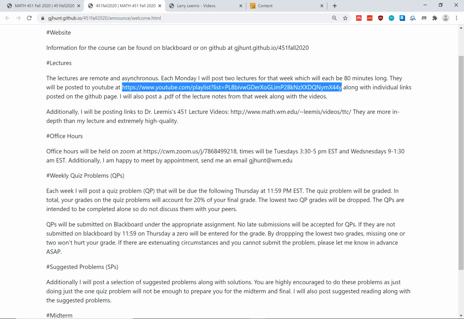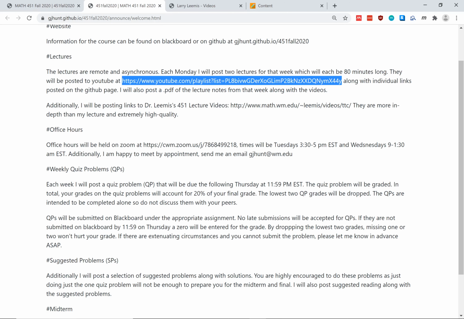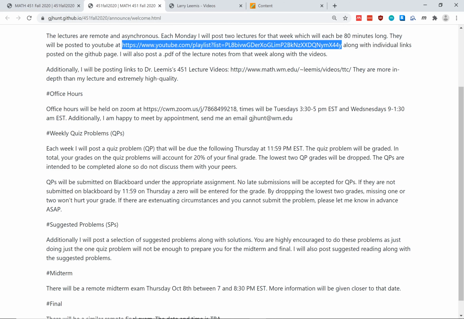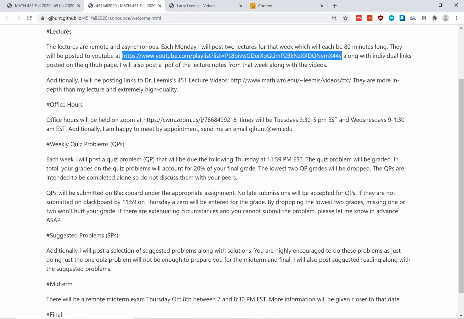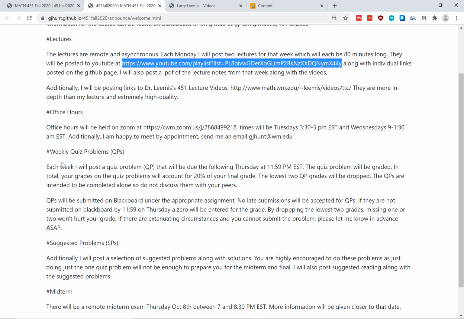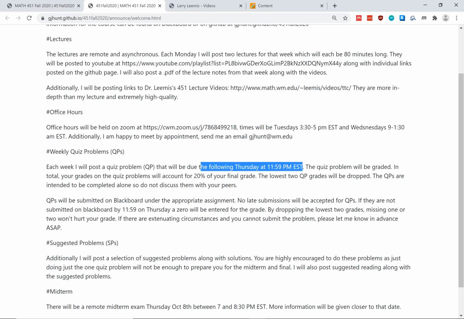So weekly quiz problems. So the graded problems, I'm not going to grade a whole bunch of homework problems every week. Every week I'm going to post one what I'm going to call a quiz problem. It's going to be one fairly short problem, with a quiz-like feeling, typically 1 page. And I'm going to post them on Thursday. They'll be due the following Thursday at 11:59 p.m. EST. And I'm going to grade it.